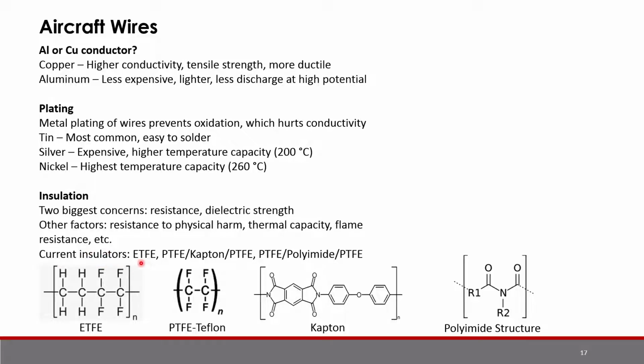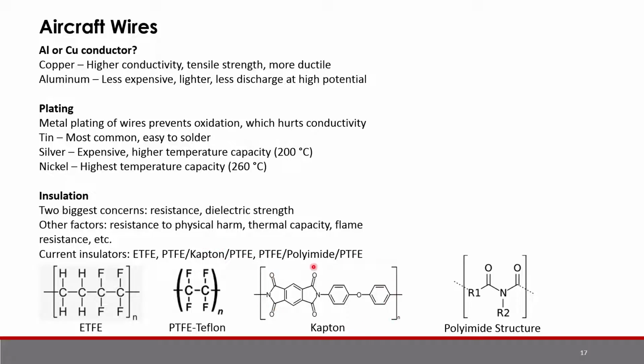Now, the insulator types. You have this ETFE, which we saw on the previous slide. It's a polymer made from carbon, fluorine, and hydrogen bonded together like this. PTFE, which is polytetrafluoroethylene, also known by the trade name Teflon, is just the carbon-fluorine polymer. And it's sandwiched around a layer of Kapton film, which is this lovely polymer right here.